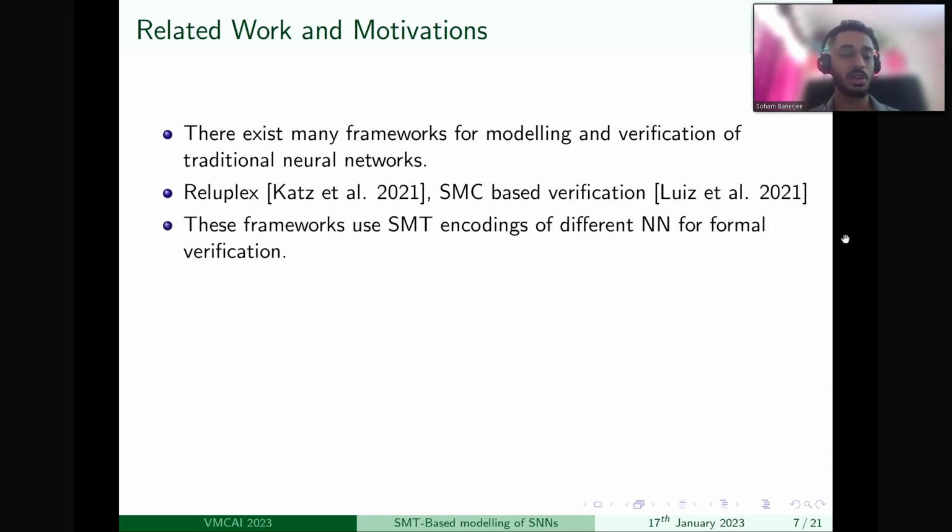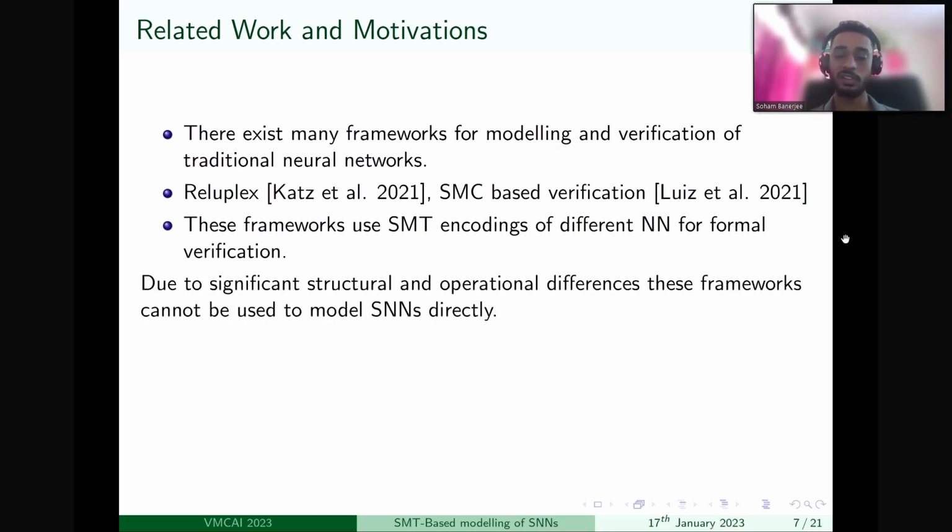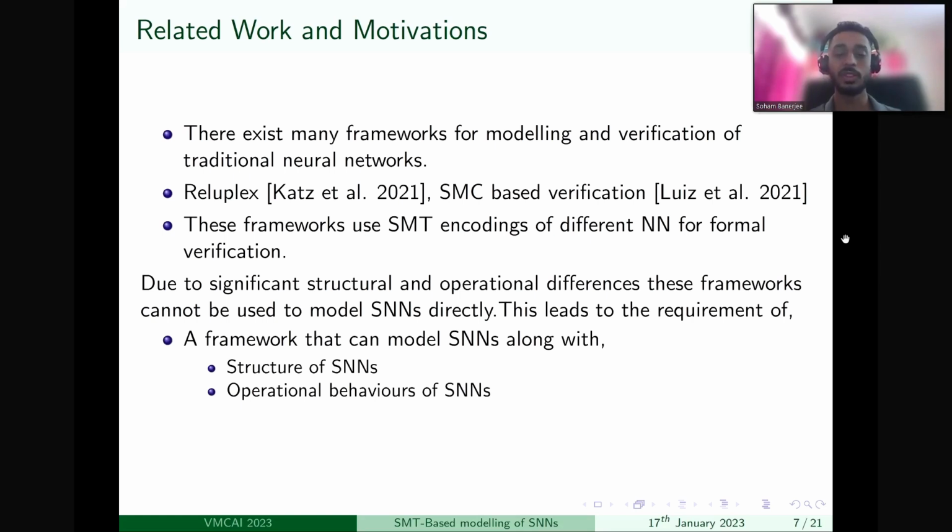These frameworks all use SMT encodings to encode the neural networks and use those encodings for formal verification. Now, due to significant differences between SNNs and traditional neural networks, these frameworks cannot be used for spiking neural networks. So we need to come up with a framework that can model SNNs along with their structure and operational properties. Then we also need to use this model in order to formally verify spiking neural networks.